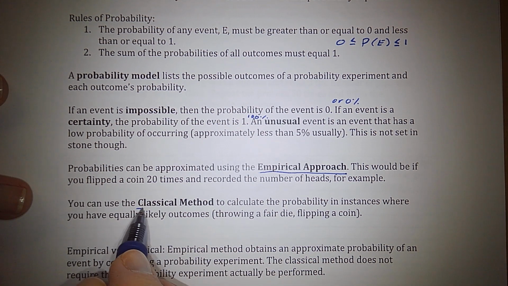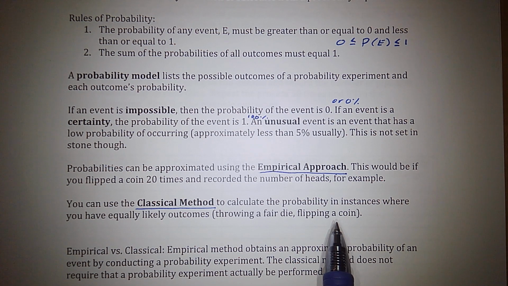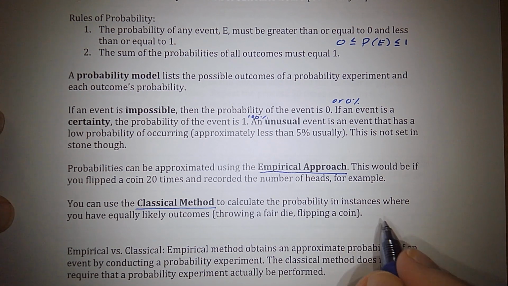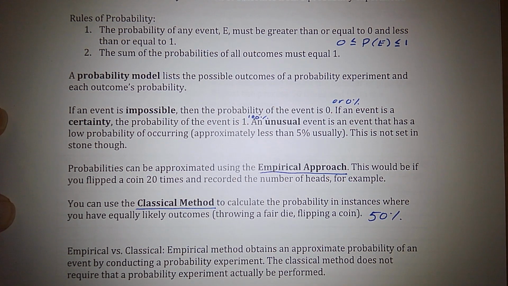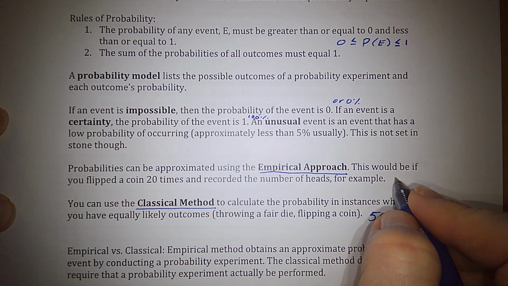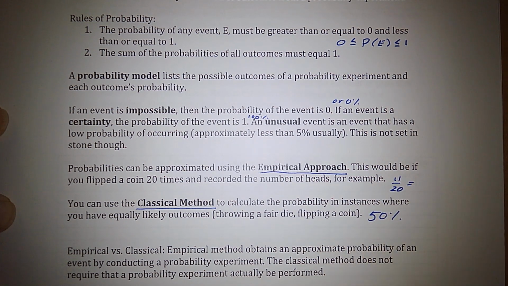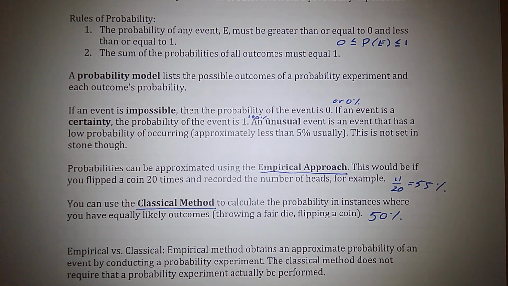Or we can use what's called the classical approach. The classical method calculates the probability in instances when you have equally likely outcomes, for example, flipping a coin. So in this case, flipping a coin, we know it's a 50-50 chance of getting a heads each time. But using the empirical approach, it's based on history alone. So if, based on history, I flip the coin 11 out of 20 times, well, that's going to get me to 55% on the next throw might be heads.